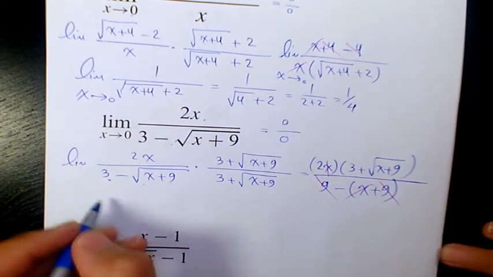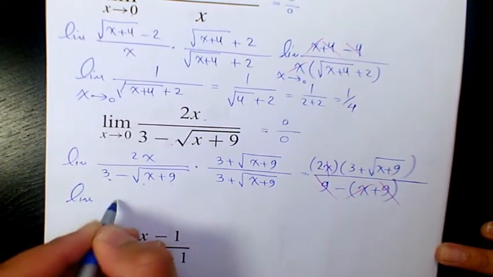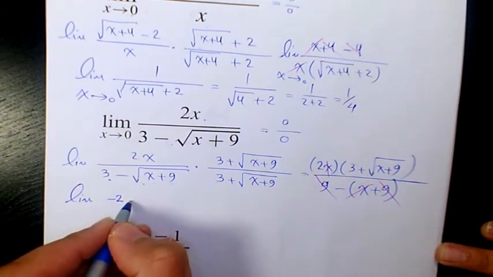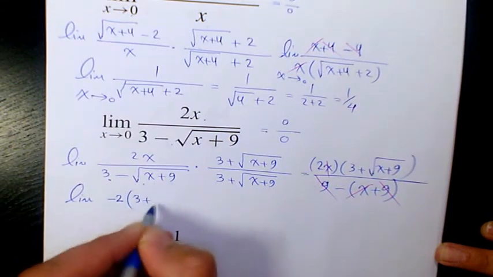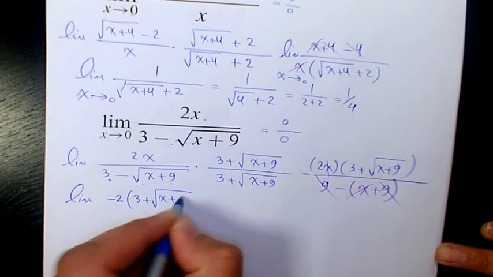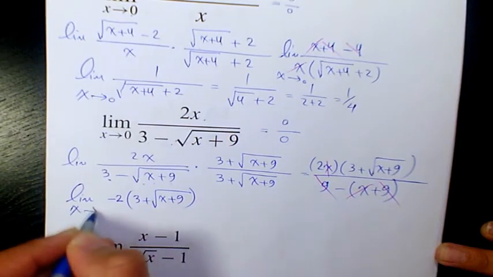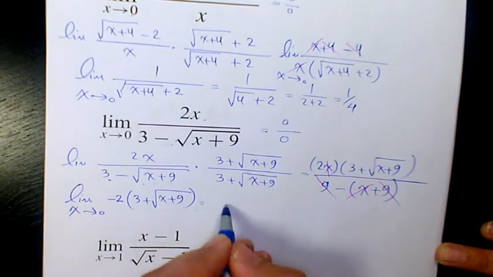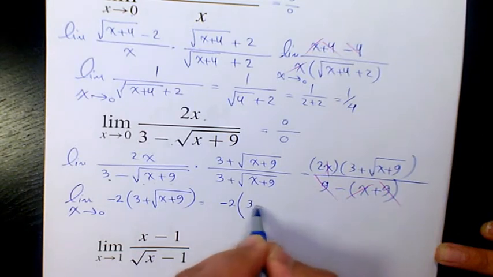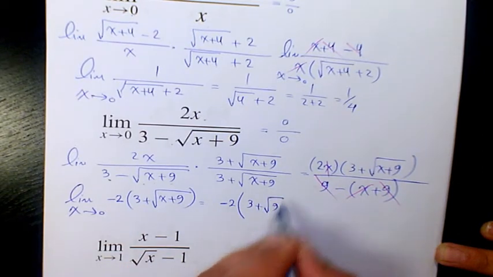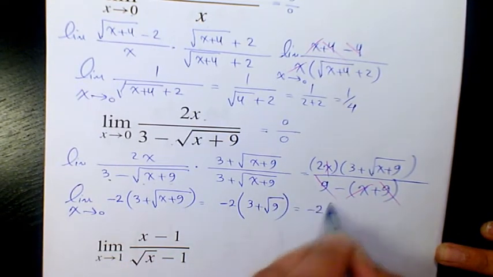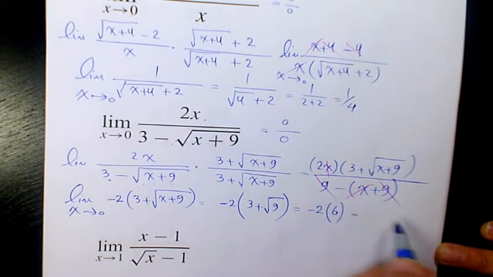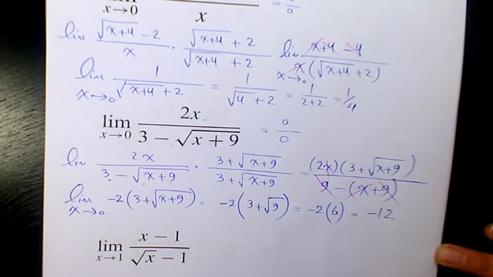So we're going to have limit of negative 2 times 3 plus square root of x plus 9 when x approaches 0. So that's going to be negative 2 times 3 plus square root of 9. That's going to be negative 2 times 3 plus 3, which is 6. Negative 2 times 6 is going to be negative 12.